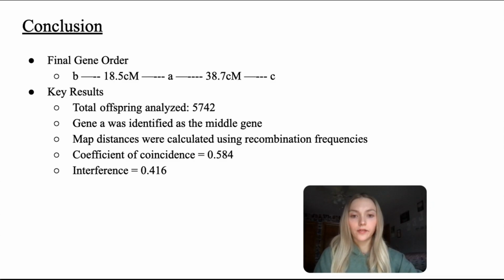In conclusion, the final gene order is BAC. The map distance is 18.5 centimorgans between B and A, and 38.7 centimorgans between A and C. The coefficient of confidence is 0.584, and the interference is 0.416. This shows that crossover events can influence each other. These calculations allow geneticists to construct maps and better understand chromosome behavior during meiosis.